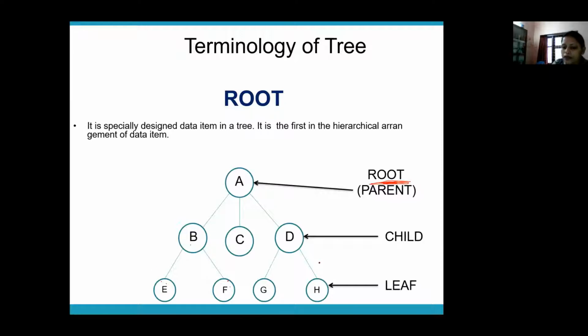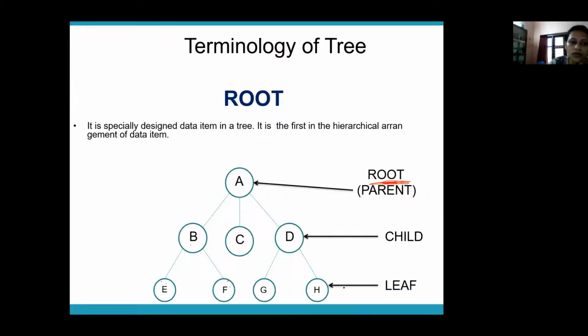Okay, and the nodes which are at the lowest level are referred to as the leaf nodes. Leaf nodes do not have children. So whoever is at the lowest level of your tree, and who do not have children, are called the leaf nodes. Here E, F, G and H are the leaf nodes, and note that they don't have any children. They are at the lowest level.